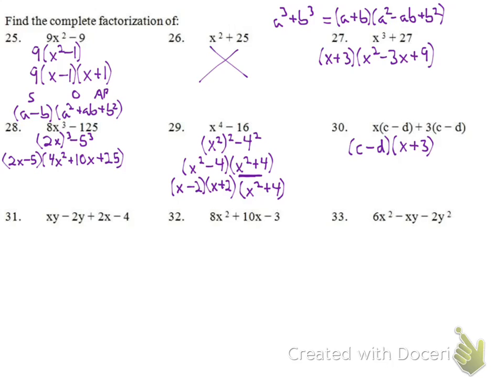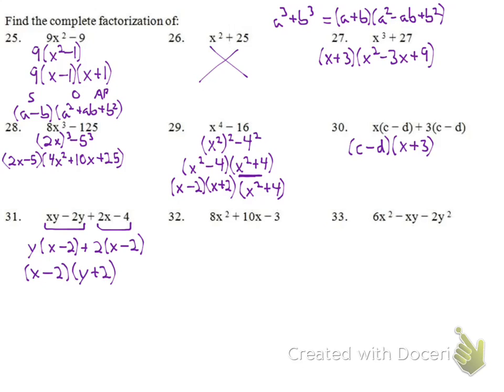31, we're going to do factor by grouping. So I'm going to take each set of two terms, I'm going to factor out what they have in common, and if those factors are the same, I can group it. So the first two terms have y in common. That leaves me with x minus 2. The other two terms have a 2 in common. That leaves me with x minus 2. So I'm going to take x minus 2 out of both of those, and I'm left with y plus 2, and that's factored completely.